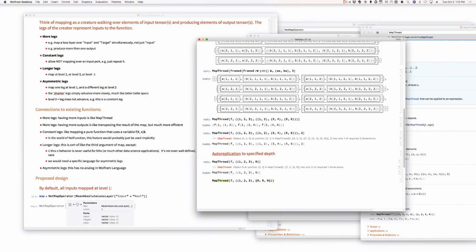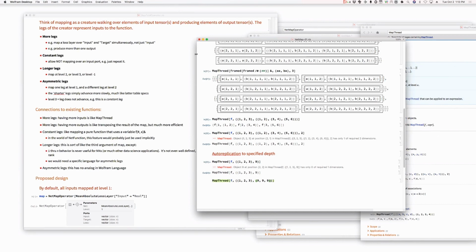Yeah. So there's a very meaningful way of doing that, which is just level 0. So I'm going to map the F over the first thing, the 1, 2, 3, at level 1. That's just what ordinary map does. And then the second argument, I want to be mapping over at level 0, which is another way of saying I'm not mapping over it at all. It's just being repeated.